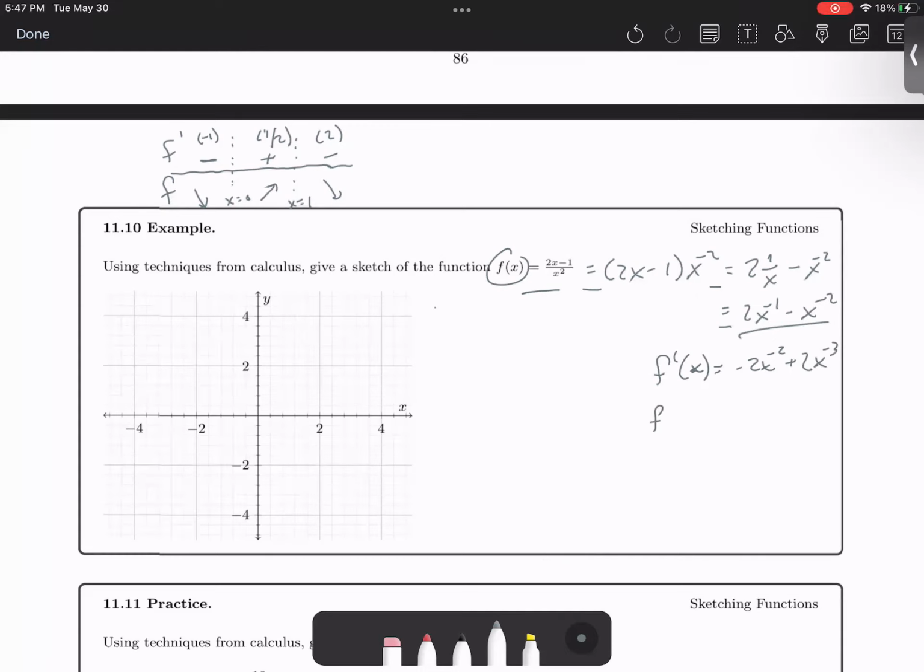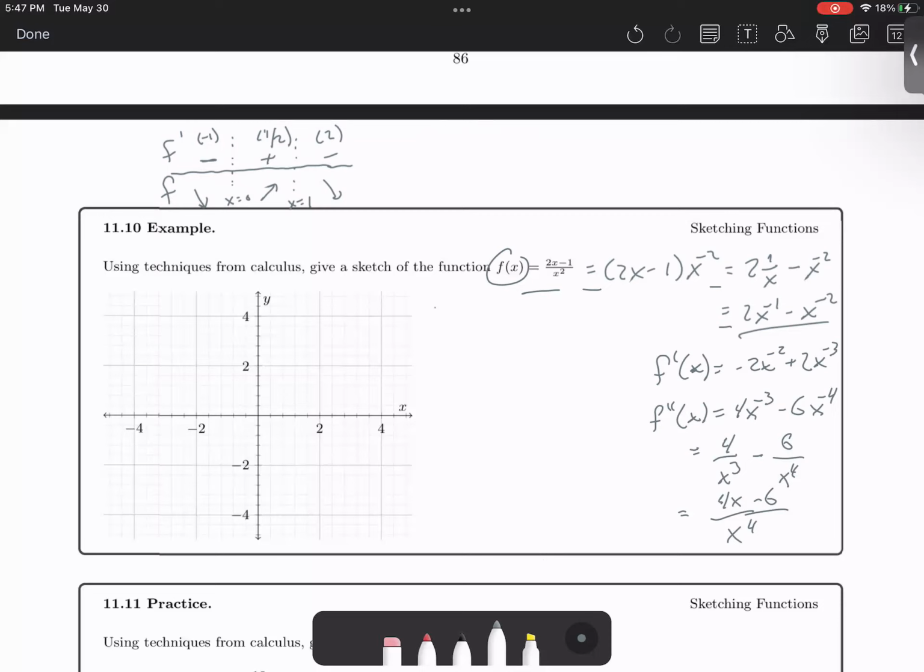And our second derivative will then be positive 4 x to the minus 3 minus a 6 x to the minus 4. So let's rewrite that: 4 over x cubed minus 6 over x to the 4th. Let's give the first fraction an x on top and 1 on bottom, so I have a common denominator. Second derivative is 4x minus 6 divided by x to the 4th.